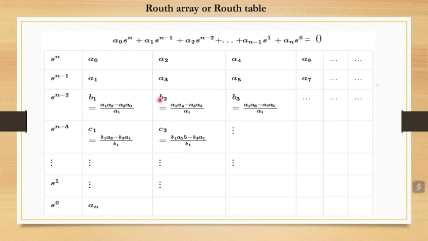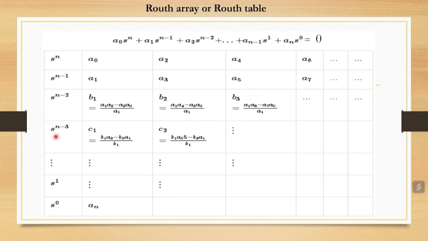So if I want the next element b2, again a1 will be the base element here. a1 will now be multiplied with a4, right? So this second column will not be considered for multiplication. We'll consider the third column here, right? a1 into a4. Again there is a subtraction here, minus a5 into a0, divided by again the base element a1, right? So using this we'll be able to get the third row elements.